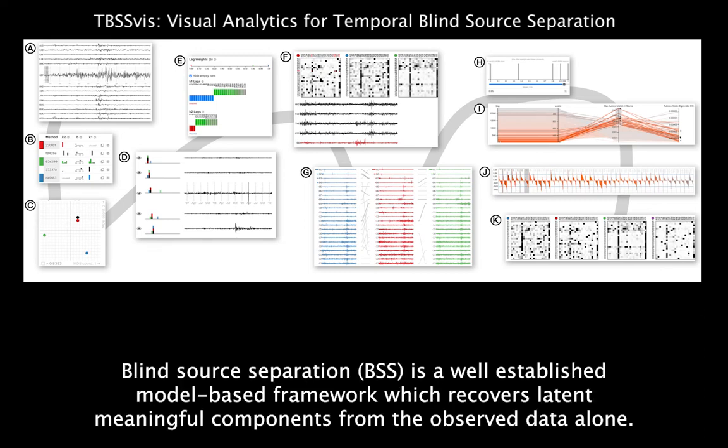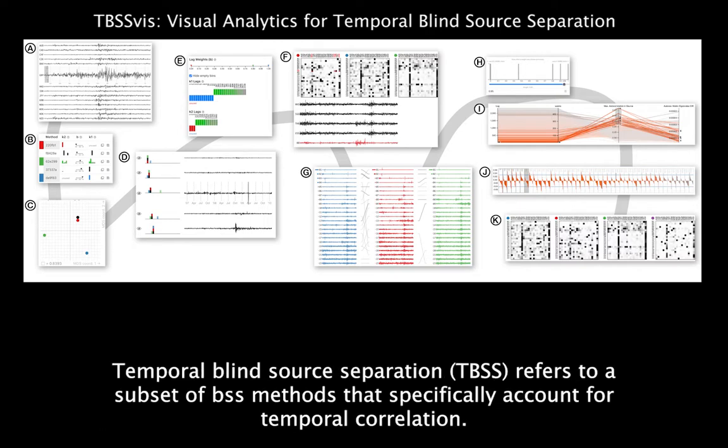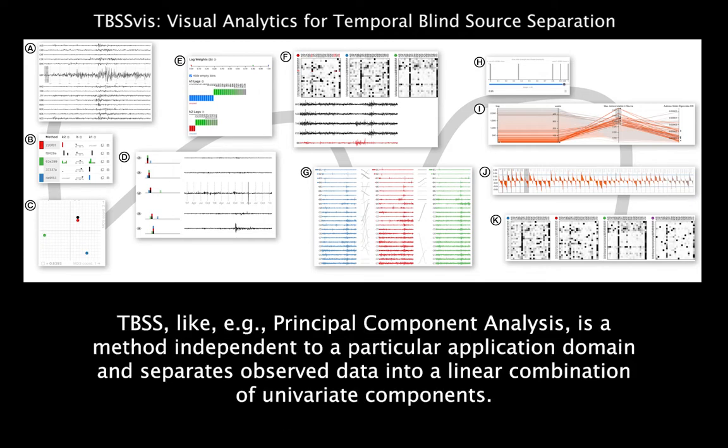Blind source separation, short BSS, is a well-established model-based framework which recovers latent meaningful components from the observed data alone. Temporal blind source separation, short TBSS, refers to a subset of BSS methods that specifically account for temporal correlation. TBSS, like for instance principal component analysis, is a method independent of a particular application domain and separates observed data into a linear combination of univariate components.